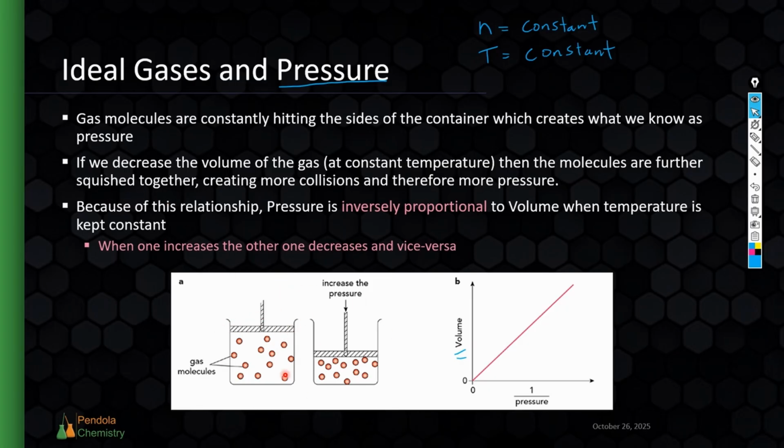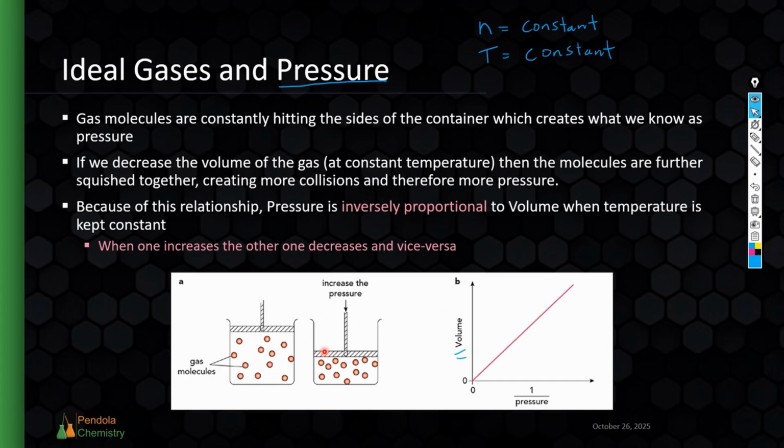We have a bigger volume with the same number of molecules because the number of moles is constant. We have 1, 2, 3, 4, 5, 6, 7, 8, 9, 10, 11, 12 molecules here, and that represents our number of moles. So we have the 12 molecules here, and these molecules are constantly moving around and bouncing against the sides of the container. That's what creates the pressure in this container.